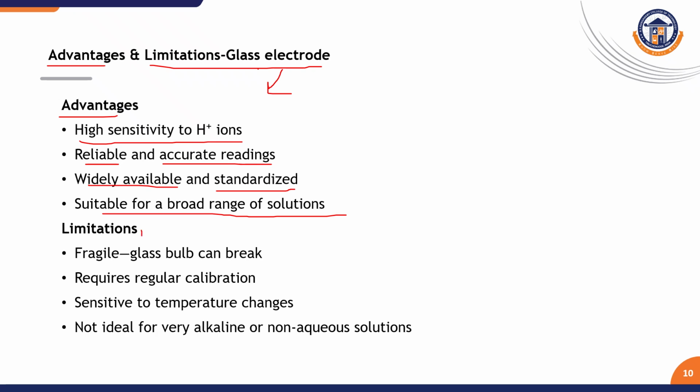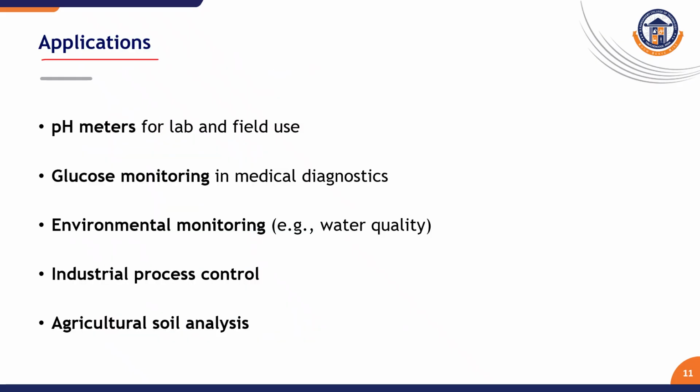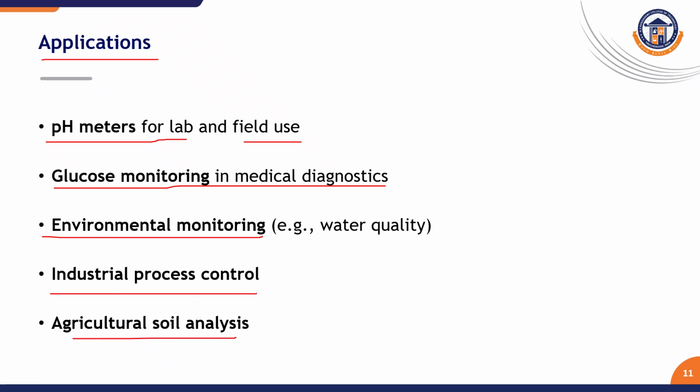What are the limitations of this glass electrode? It is fragile; the glass bulb can easily break. It requires regular calibration, so we have to calibrate it regularly. It is sensitive to temperature changes. It is not ideal for very alkaline or non-aqueous solutions. Then we see the applications: pH meters for lab and field use, glucose monitoring in medical diagnostics, environmental monitoring, industrial process control, and agricultural soil analysis.